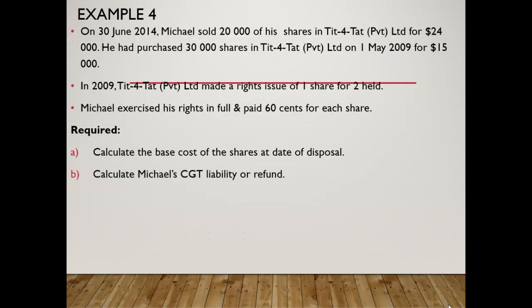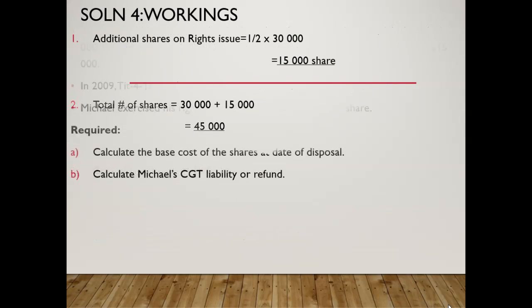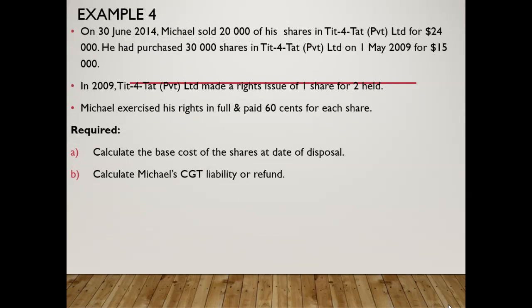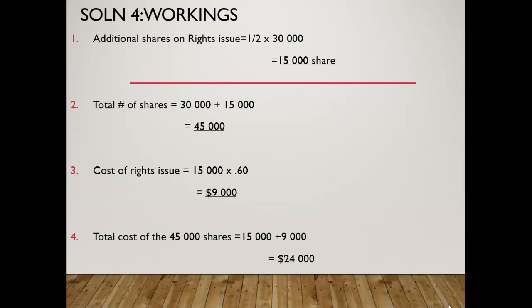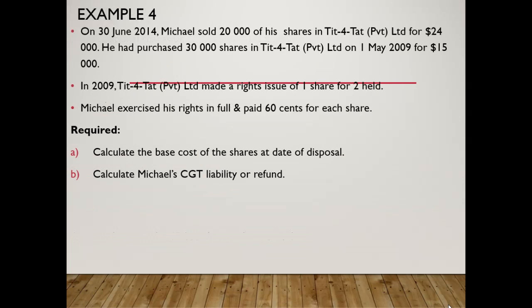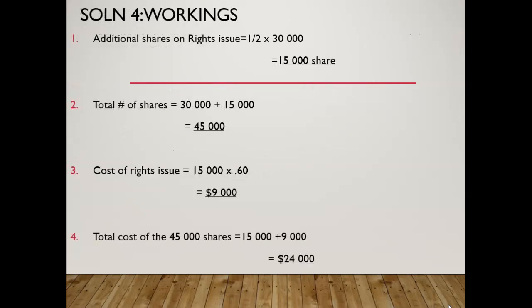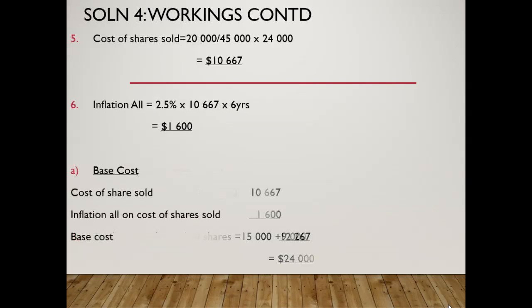So originally we had acquired these ones for 15,000, the 30,000 shares, plus the 9,000, the cost of the rights issue shares, then the total cost will be 24,000. So that was our requirement. Calculate the base cost of the shares at the date of disposal. So that will be 24,000 total, or we divide by 45,000, the number of shares, to find the base cost per share.